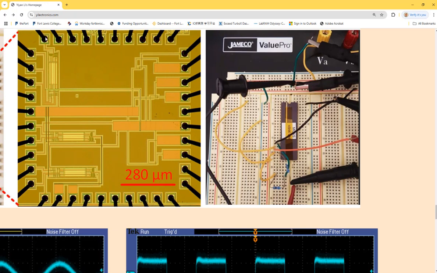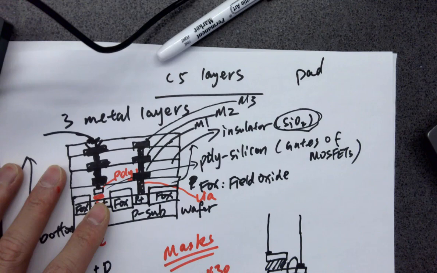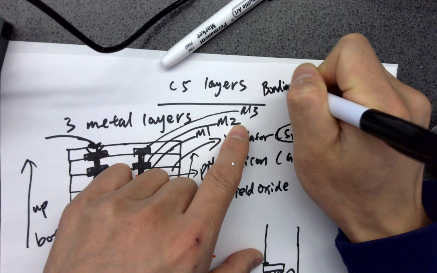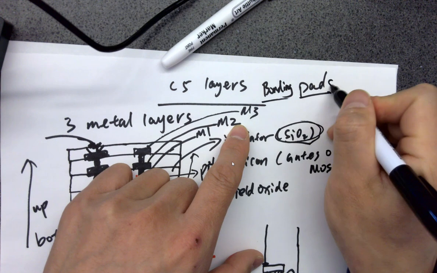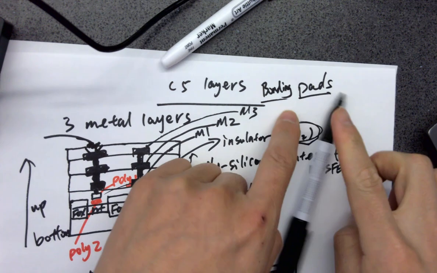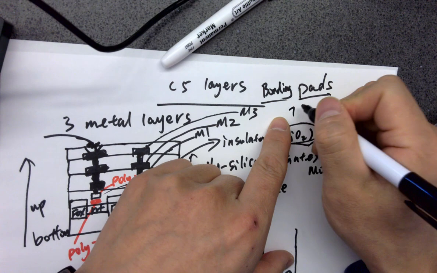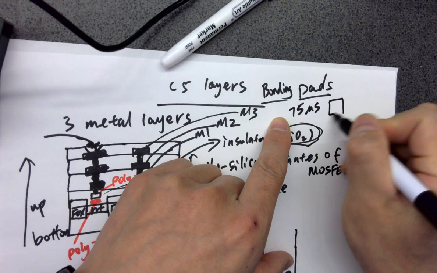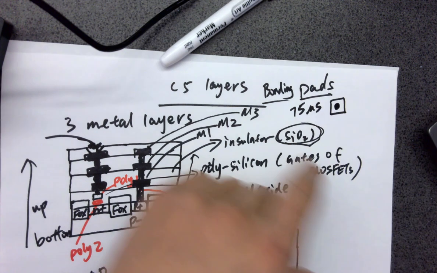So these are metal strip openings. So this is called a pad. Let me show you. Bonding pad. Bonding pads. So these are bonding pads. I think the one I showed you was 75 micrometers square. Okay, has a little hole in the middle.